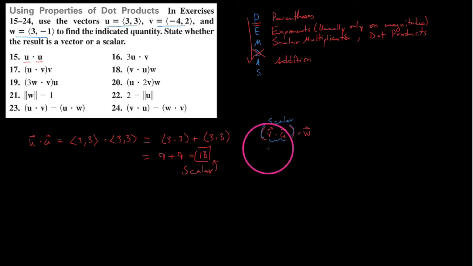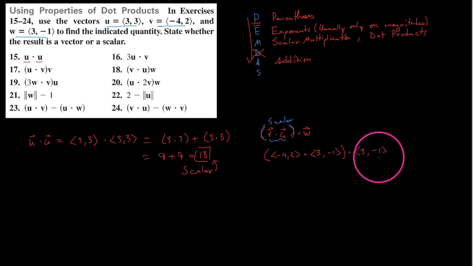Knowing that this is what we're dealing with, I'm going to go ahead and replace v and w with their component forms: negative 4, 2 in a dot product with, and w is 3, negative 1. Actually, let me take this back. I must have looked at this wrong. V is negative 4, 2, but dot u, beg your pardon, is 3, 3. And then we're going to take that times w, which is 3, negative 1.